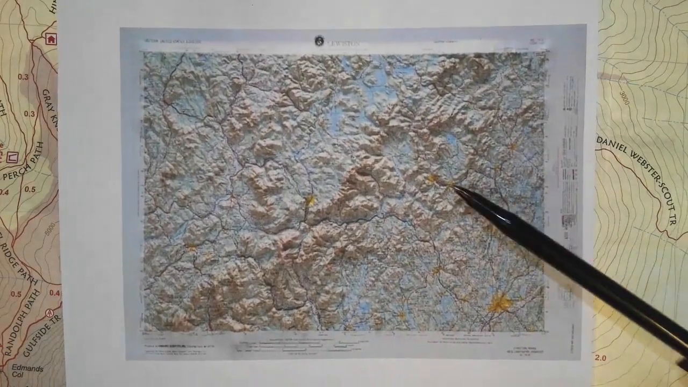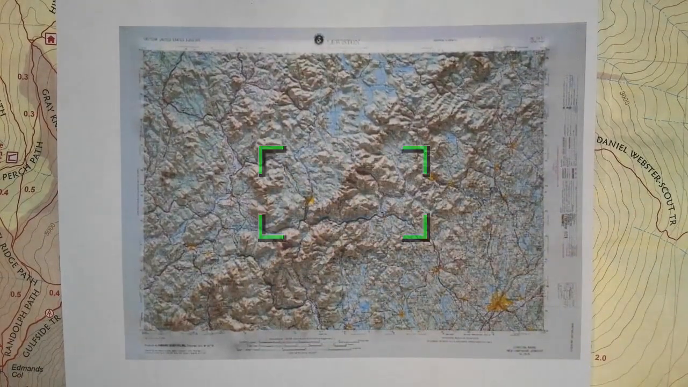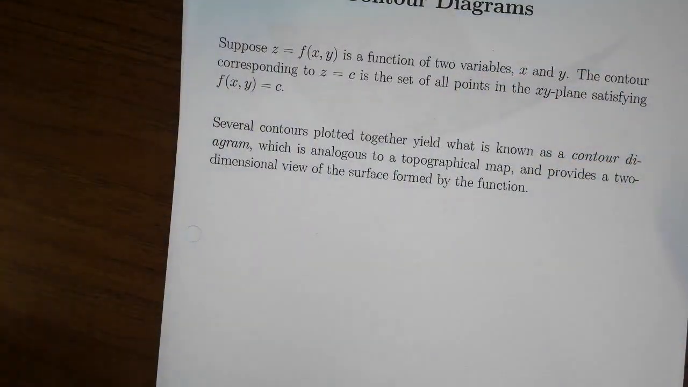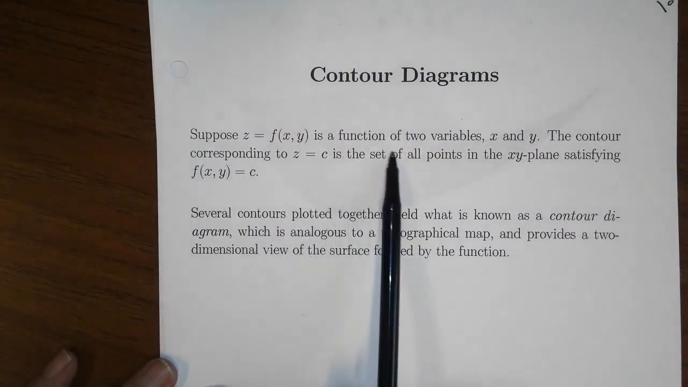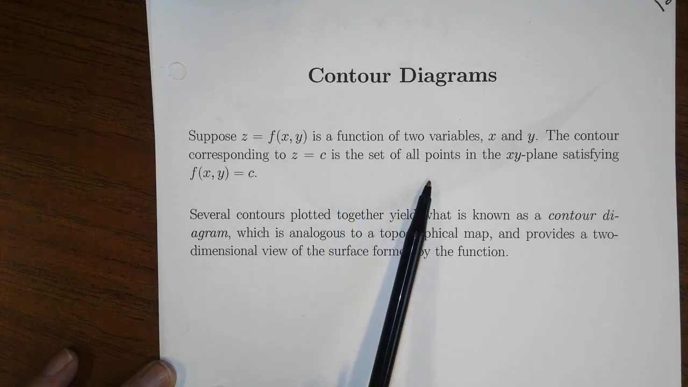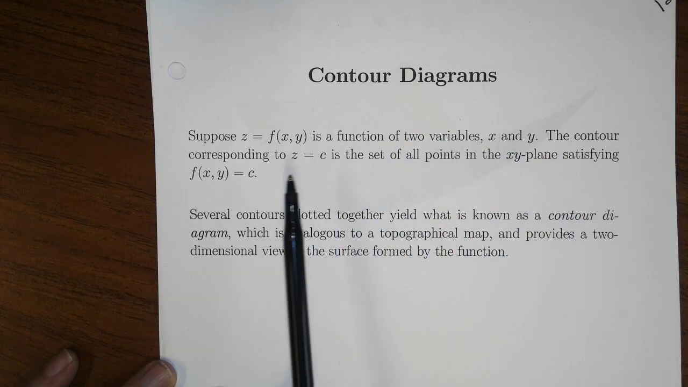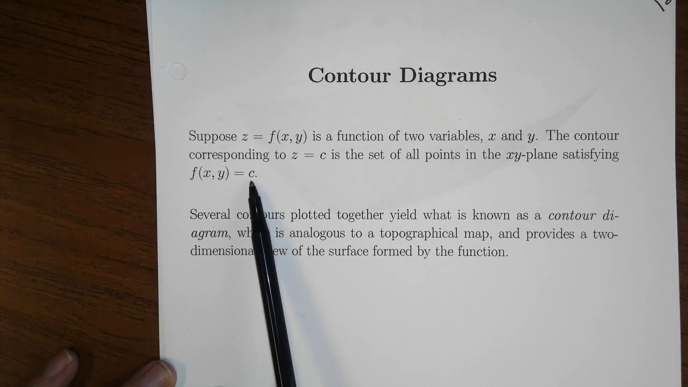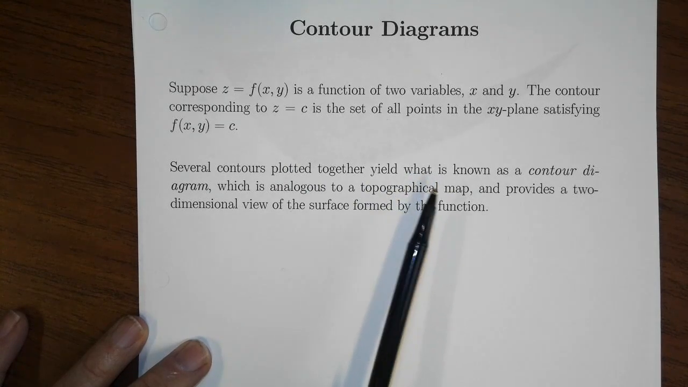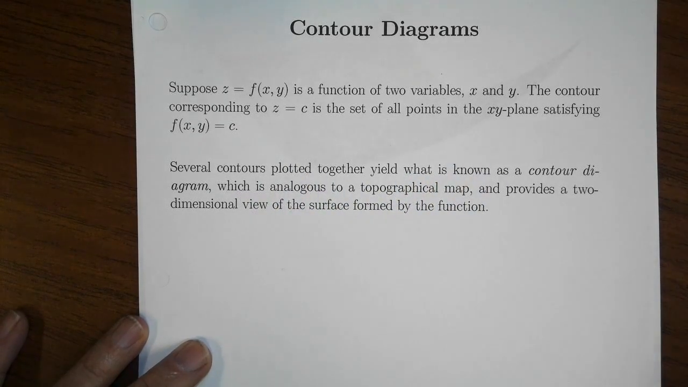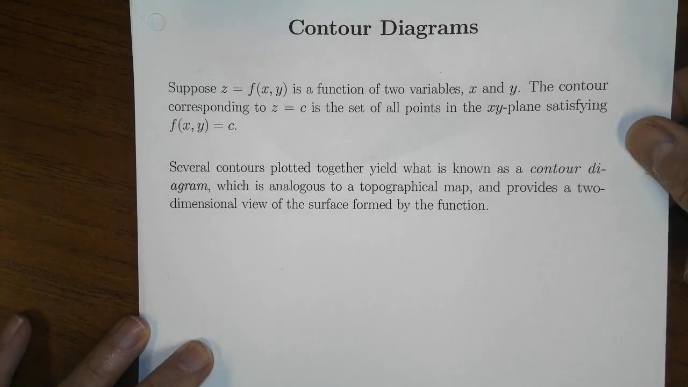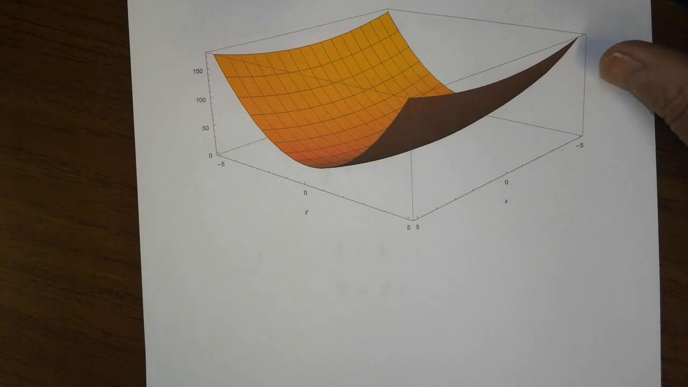It's a two-dimensional rendition of this bumpy raised relief map. And that's the idea of a contour diagram. So if we have a function of two variables, x and y, the contour corresponding to a particular z value, c, is the set of all points in the xy plane satisfying f(x, y) = c. Several contours plotted together yield what is known as a contour diagram, which is analogous to a topographical map, and it gives us a two-dimensional view of a surface formed by a function.